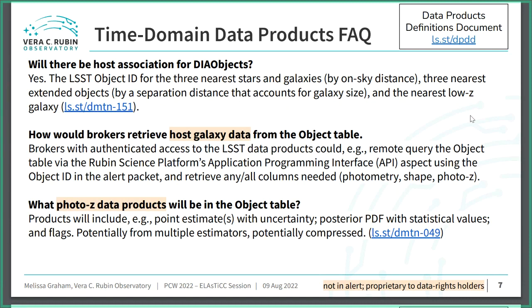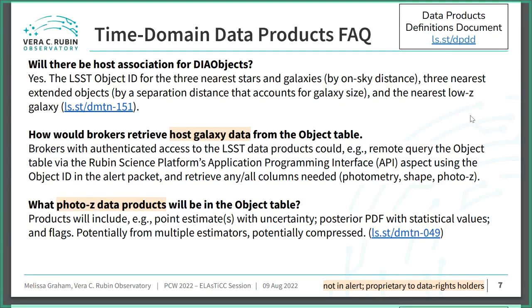So we've covered host association. We've covered that you'll have the object IDs and you can retrieve host galaxy data. We covered Photo-Zs. Should I continue with my FAQs? It'd be great if you could real quickly say postage stamps, but before you do that, Alex Maltz, is there a question? There's a question from Natasha Abrams in the Google Doc. Please ask your question if you can. Read it.